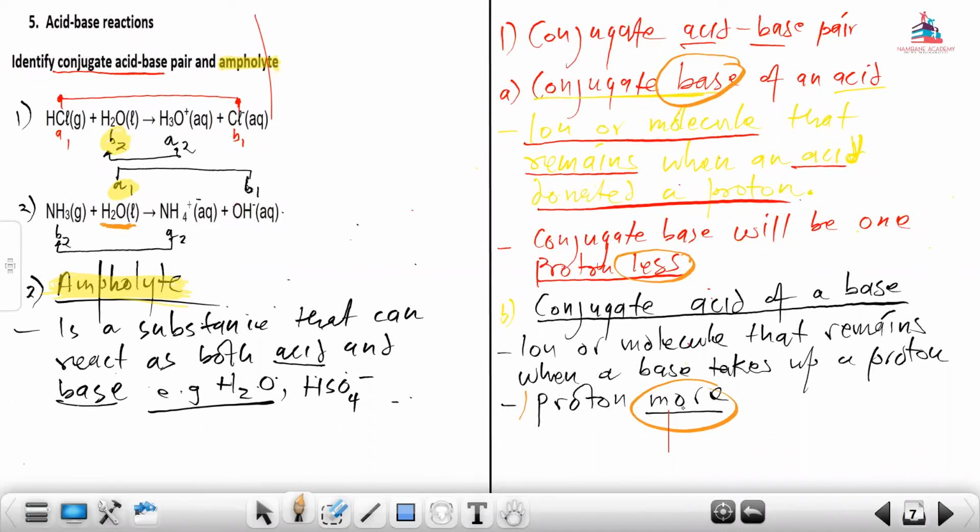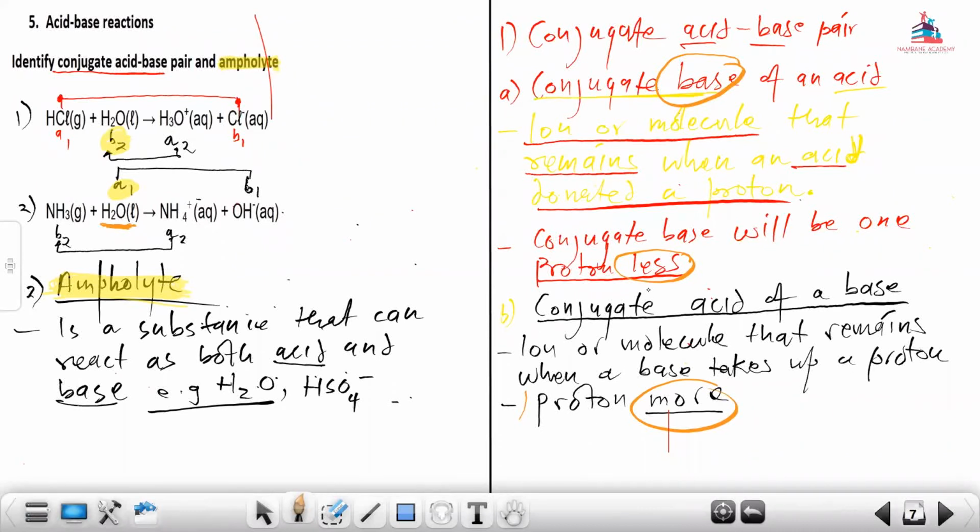Sir, I think I found an easy way to identify it. Help us then. Is it correct to say that a conjugate base of an acid is the product of an acid that is one proton less? 100%, because that is what bullet number 2 is saying. Okay, sir. Thank you very much. I am happy that now you fully understand.